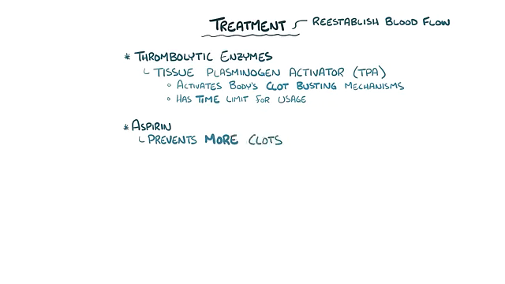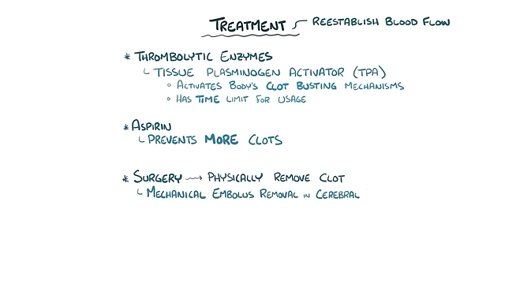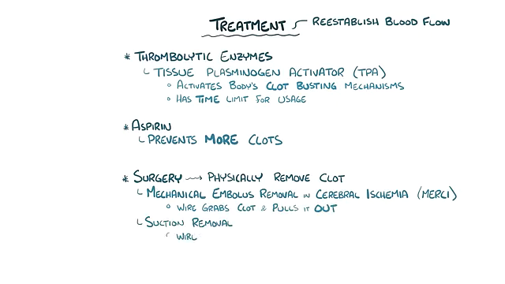If TPA is unsuccessful, surgical procedures can be used that push a wire through the artery and physically remove the clot. In mechanical embolus removal in cerebral ischemia, called MERCI for short, the wire grabs onto the clot and draws it out of the artery. In suction removal, the wire is used to physically break down the clot, and the clot fragments are removed with suction.